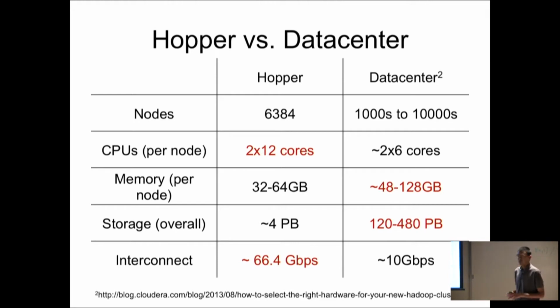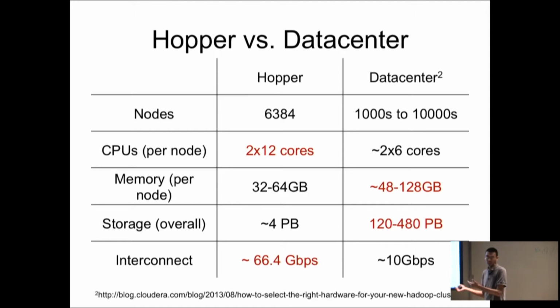And this is a high-level comparison. The nodes, I think, are in the order of thousands in both of them. And scale is something that grows. Two years from now, it may be tens of thousands. Who knows, right? Hopper does have more cores per node. Each of them has two AMD Magny-Cours CPUs with around 24 cores per node. On the other hand, these typical data center machines have fewer cores. The Cloudera suggested one from this blog post suggests having two 6-core CPUs, which is around half of what Hopper's number of cores are. The memory and the storage capacity are typically larger.